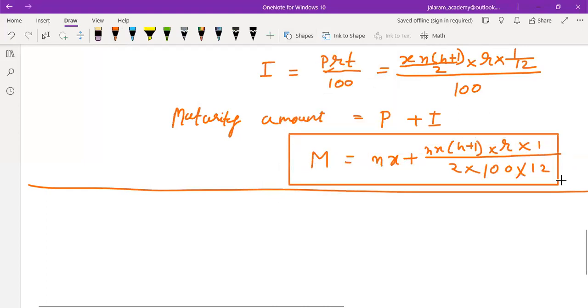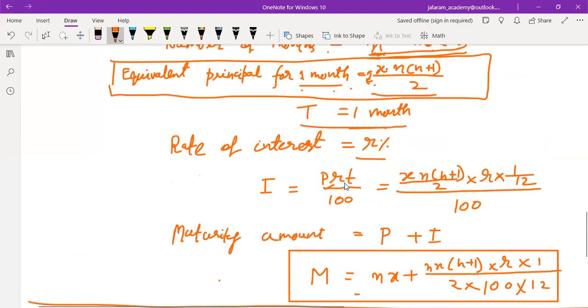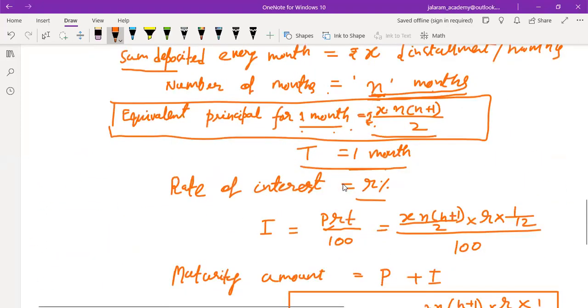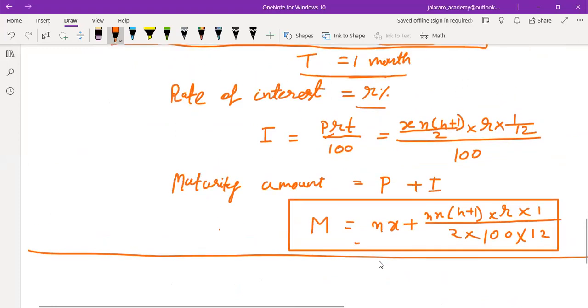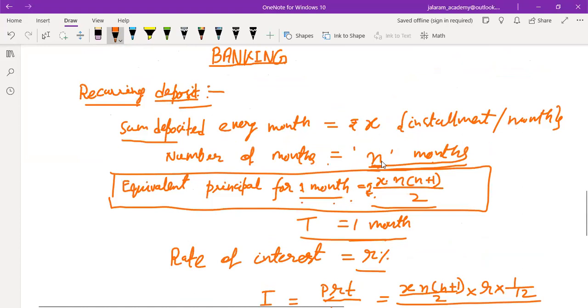Don't use this formula directly. Some students use this formula directly, but when the question is asked part-wise, they are not able to solve it as they are using the learning method. Instead of that, do it stepwise.